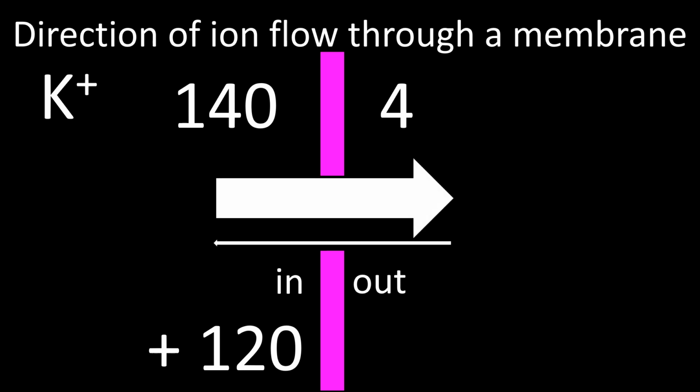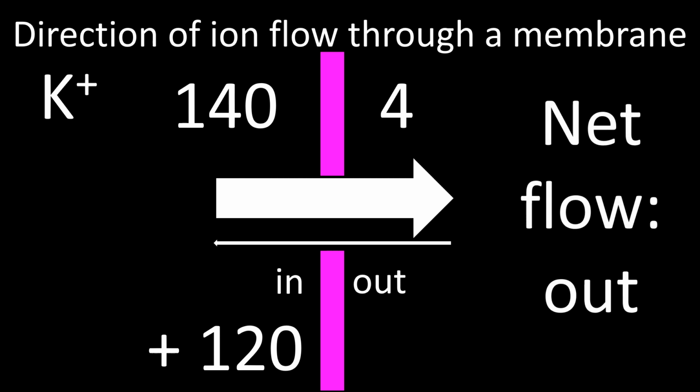At such membrane potential, a large amount of potassium would leave the cell, as represented by the thick arrow, and very little would come in, as represented by the thin arrow. Thus, the net flow of potassium is outwards. This is so because the diffusion gradient and the electrical gradient propel potassium out of the cell.